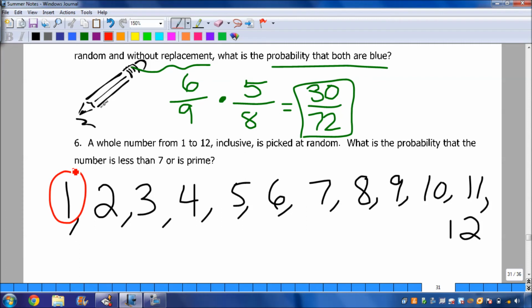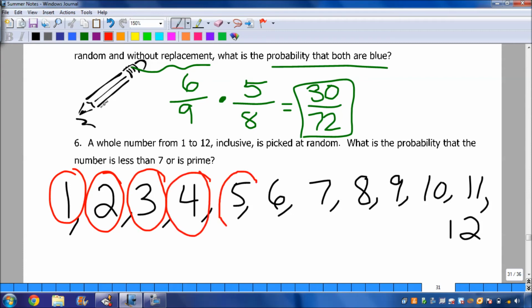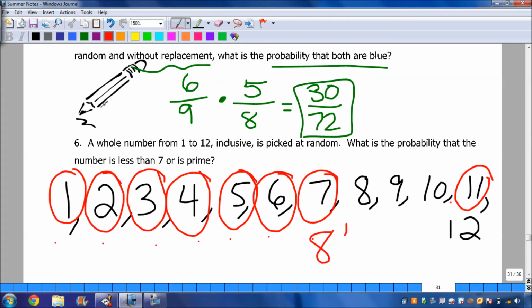2 is prime and it's also less than 7, so I'll include 2. 3 is also prime and less than 7. 4 is less than 7. 5 is prime and less than 7. 6 is less than 7. 7 is prime. It's not less than 7, but it's still prime. 8 is neither less than 7 nor prime. 9 is neither. Same thing for 10. 11 is prime, so it works. 12 does not work. So I've got 8 possibilities out of 12, so the answer is 8 twelfths.